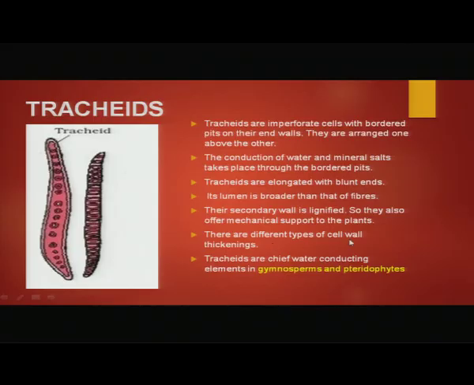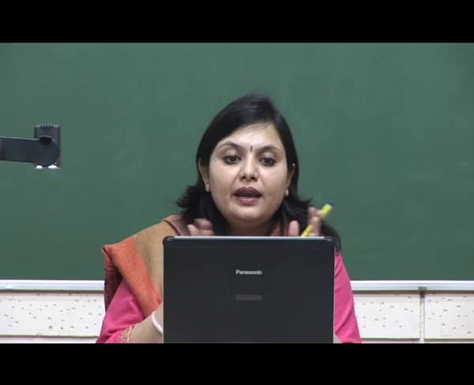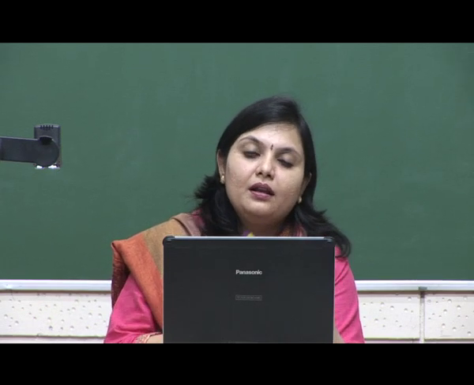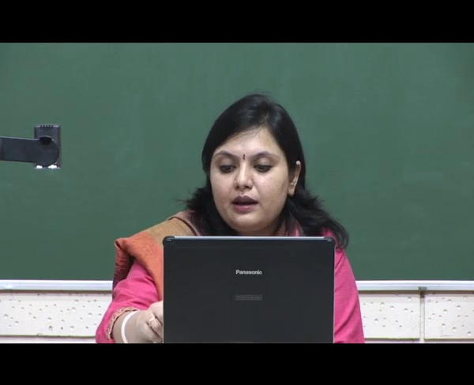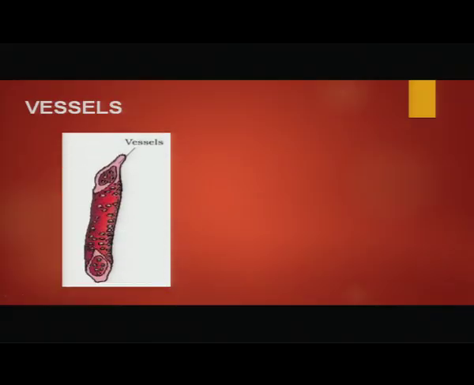The cell wall thickenings can be of different types. They can be annular or scleriform, and tracheids are the chief water conducting elements in gymnosperms and pteridophytes. They are also present in the angiosperms, but in gymnosperms and pteridophytes they are the chief conducting elements. The vessels are not present there in gymnosperms and pteridophytes. Moving on to the next element, that is the xylem vessels.